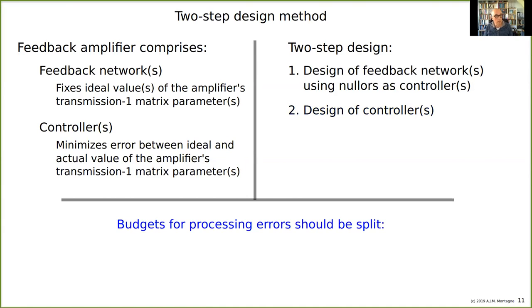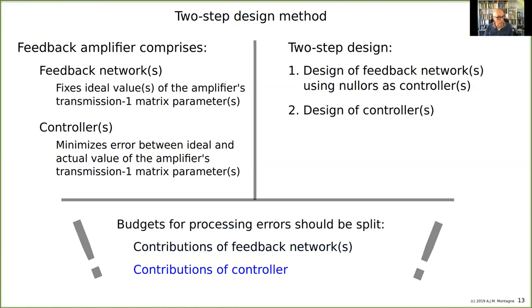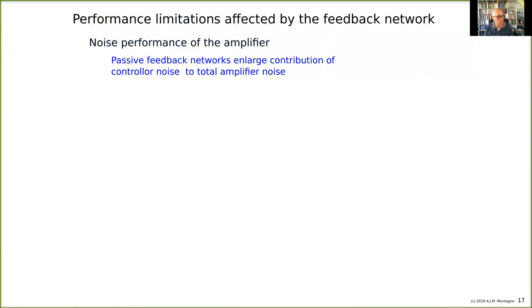So the error budget for the whole amplifier thus must be split in two: the budget for the feedback network and the budget for the controller. So let's first discuss errors that we can expect from the feedback network. Let's study the bandwidth and the noise and the linearity, those important aspects.